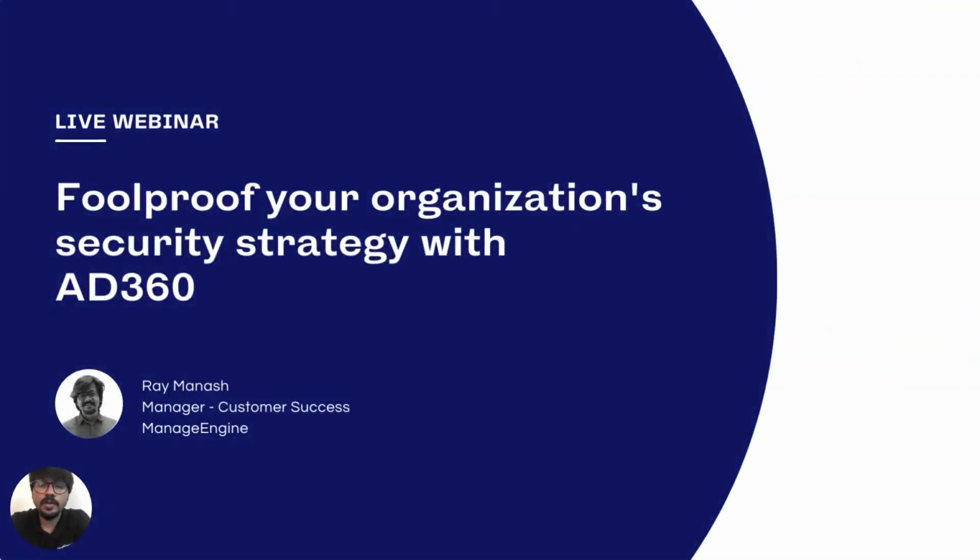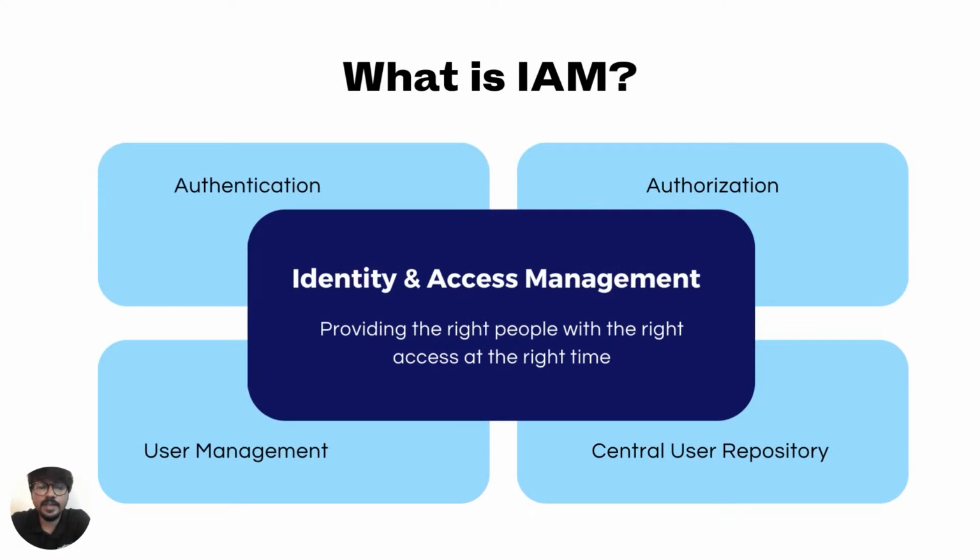In today's session, we're going to talk about how AD360 is going to fix your security posture and its critical capabilities as an identity and access management solution from ManageEngine. Let's start by addressing the definition of identity and access management. Wikipedia says identity and access management is providing the right people with the right access at the right time. The four important pillars of identity and access management would be authentication, authorization, user management, and central user repository. The definition might seem very simple, but it can get really tricky if we have to do all these things you see on the screen manually.